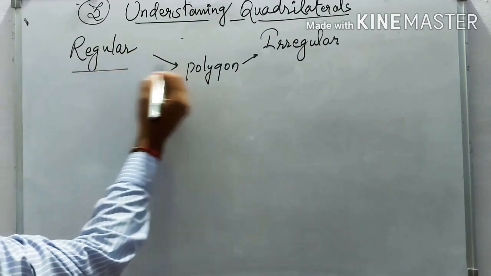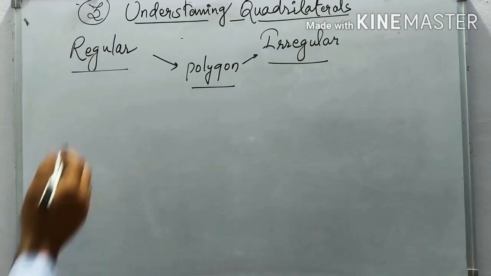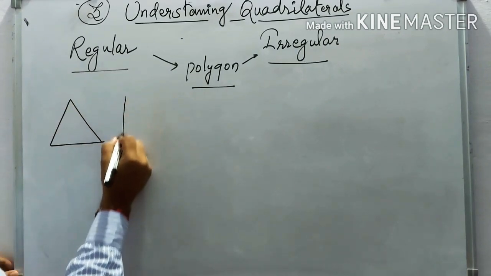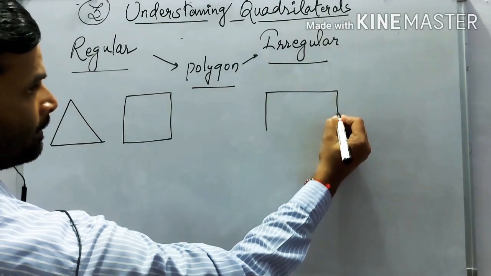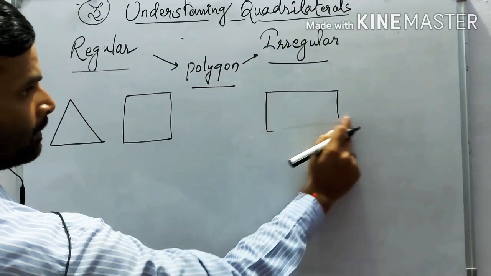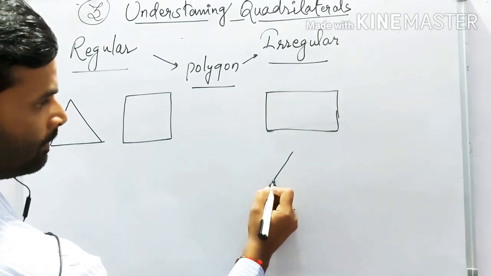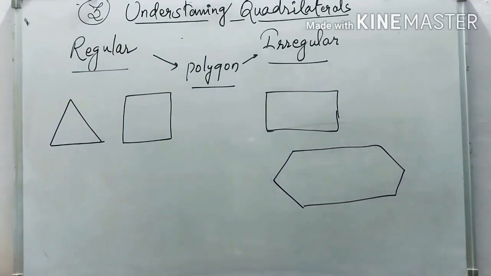A regular and irregular polygon. Which type of polygon is regular and which type of polygon is irregular? For the regular polygon, I will show some diagrams. Okay, first let us discuss the regular polygon.